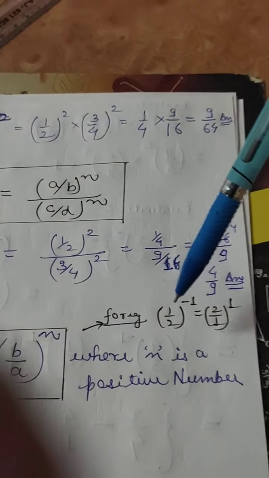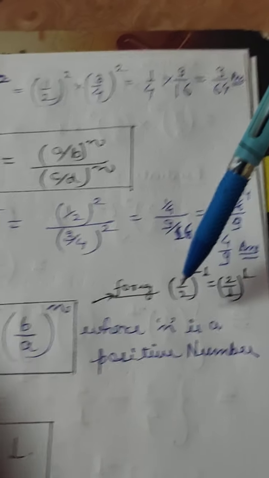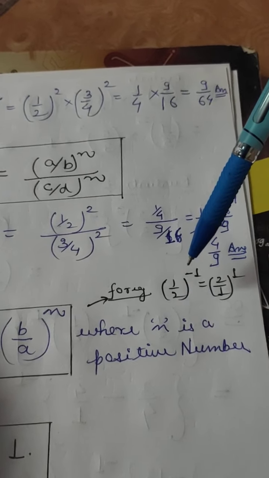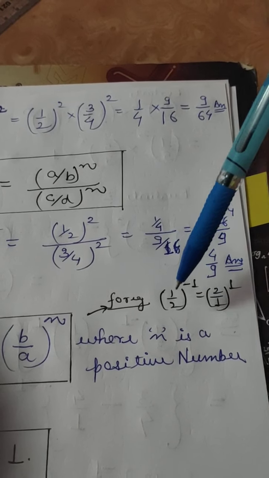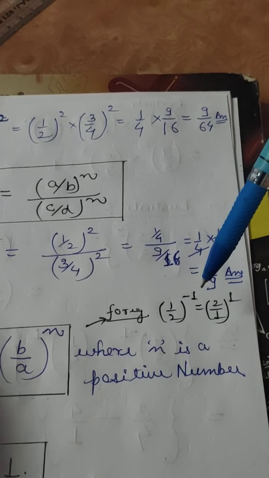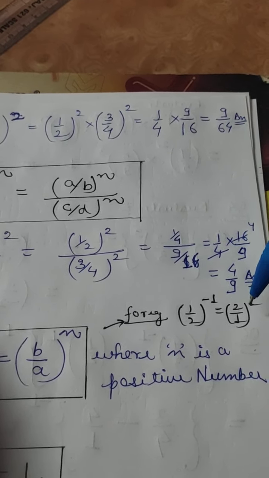For example, consider 1 by 2 raised to the power minus 1. In the next step, we have just taken the reciprocal of the given rational number and its power will become positive, where n is a positive number.